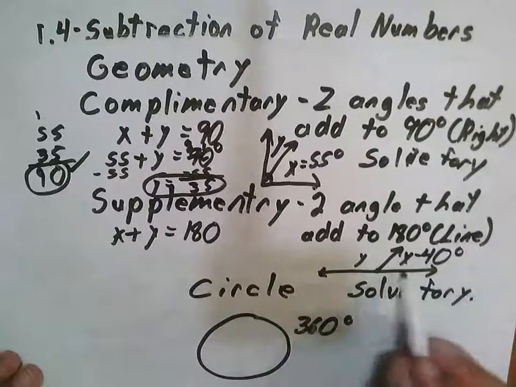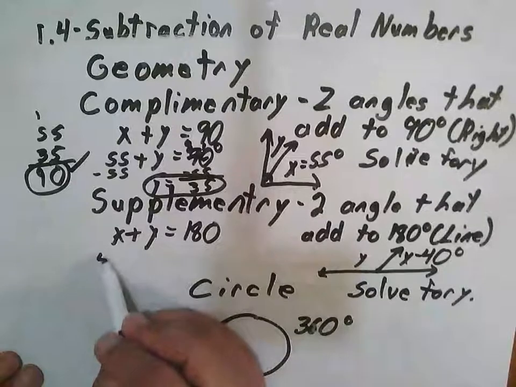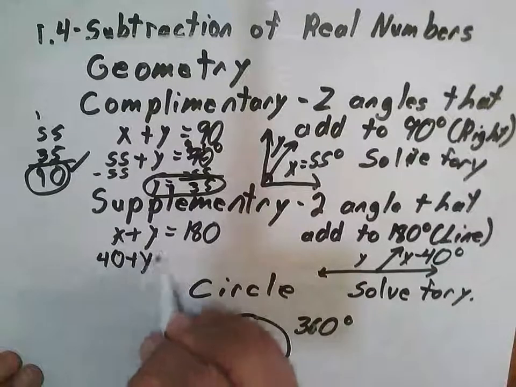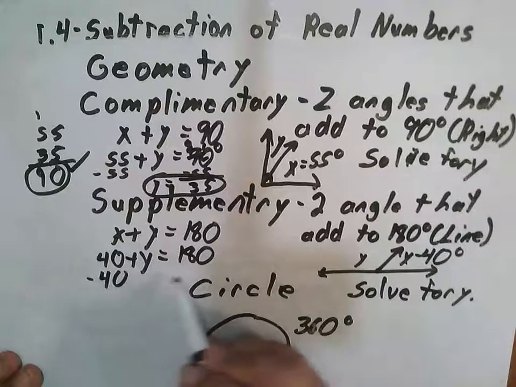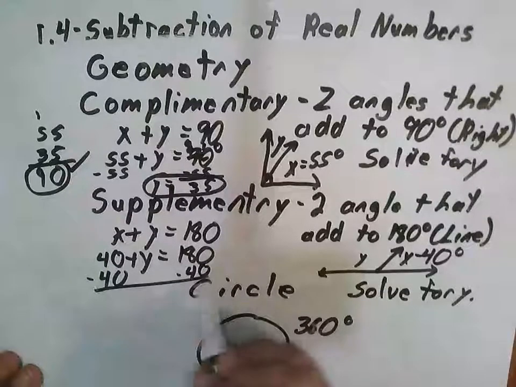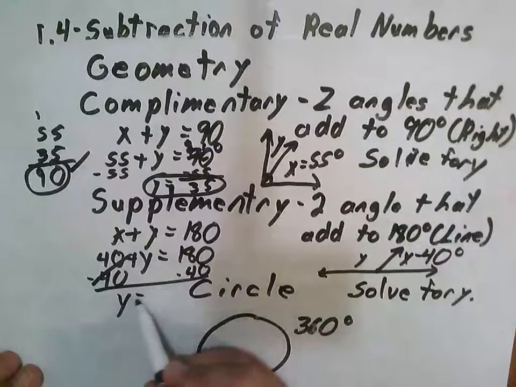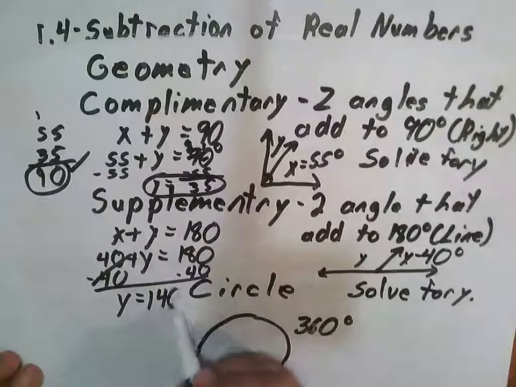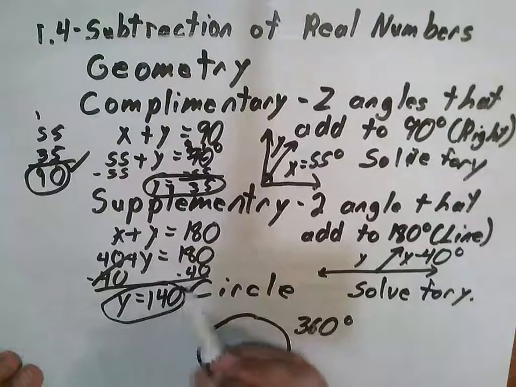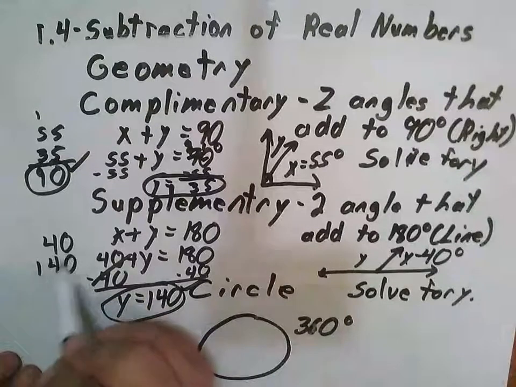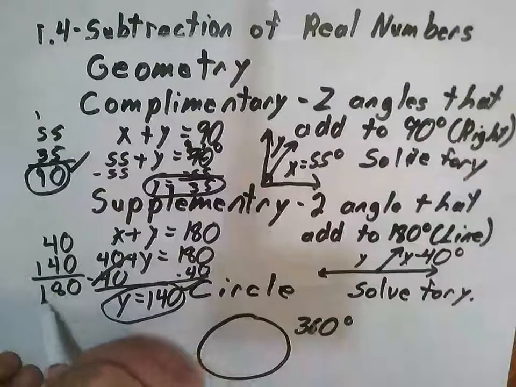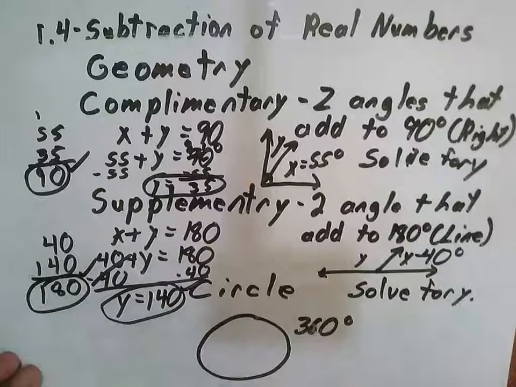Same process, I'm just substituting my x in, so in this case it's going to be 40 plus y is equal to 180 degrees. Subtract 40 from both sides. That allows that to disappear. Now I've isolated the y, and that's just going to leave me with 140 degrees. Once again, I can double check that. If I add 40 to 140, that puts me back at 180, so I know I did it correct.